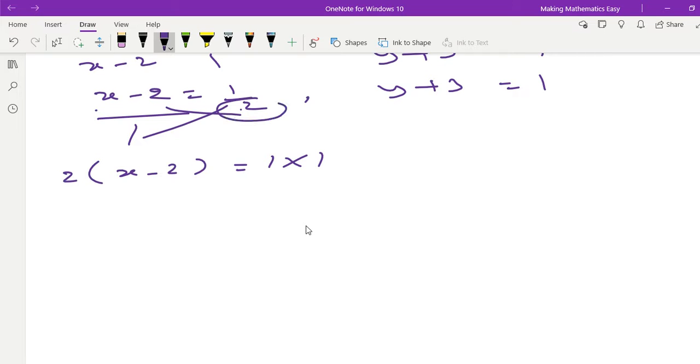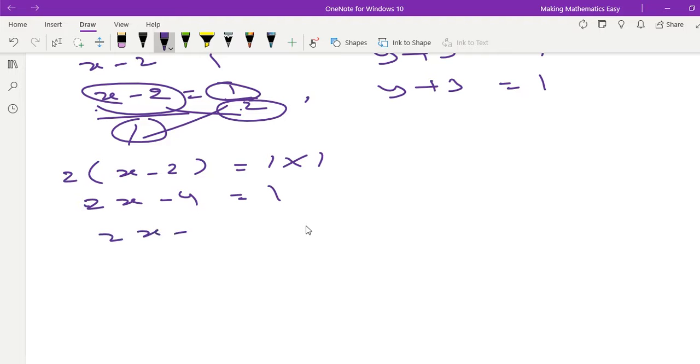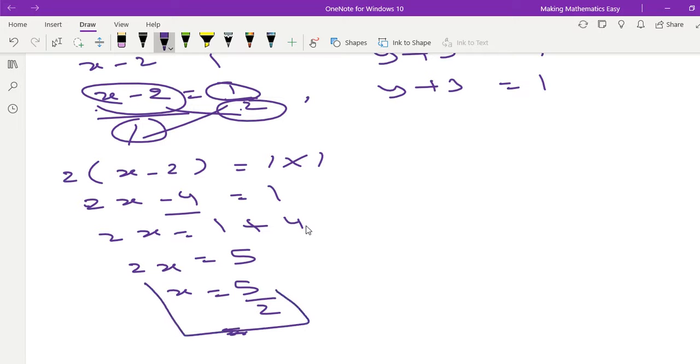We are multiplying this denominator by this numerator and this denominator by this numerator. So now we are getting 2x minus 2 2's are 4, 1 1's are 1. This 4 will go on the right hand side, so that will become positive. So this will be 5. This 2 will come over here and it will get divided. So this will be 5 upon 2. No need to find out the value in point. Okay, so now you have got the value of x.